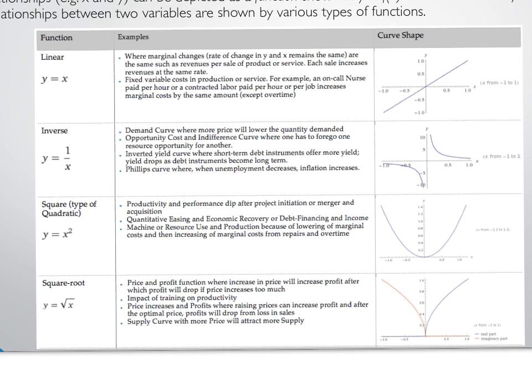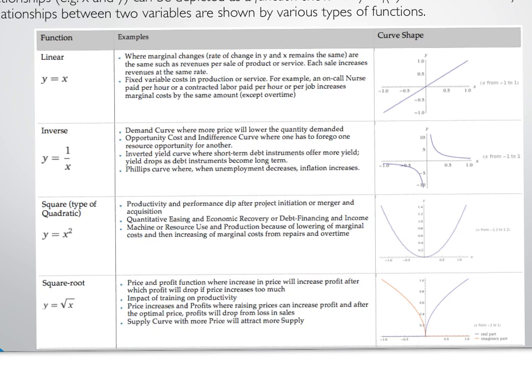Square root, and this is how a square root function looks. Price and profit function, so y is the square root of x. Price and profit function, where an increase in price will increase profit, after which profit will drop if price increases too much. So there's a leveling off.